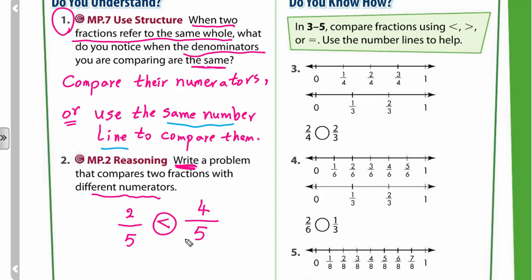Okay. 1/3 and 3/3. Okay, this is a good one. So, which one is greater here? 3/3. So, 1/3 is less than 3/3. Excellent, Mahmoud. This is a good one.